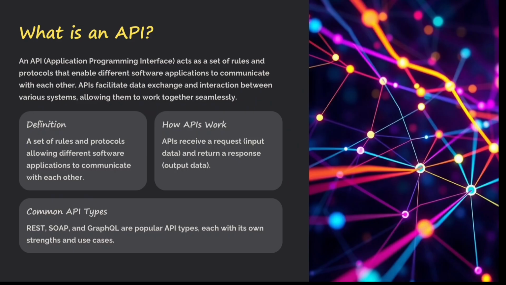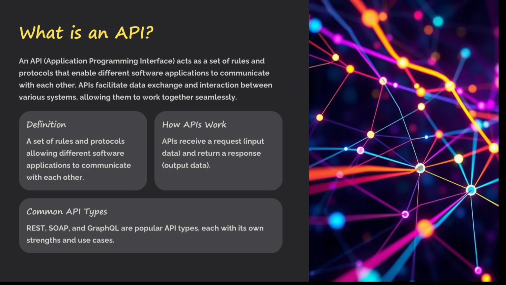Okay. So what is an API basically? API stands for Application Programming Interface, which acts as a set of rules or protocols that enable different software or different applications to communicate with each other. Through an API we can facilitate data exchange and interaction between various systems, allowing them to work together seamlessly. So the definition is that it is a set of rules or protocols that allows different software to communicate with each other.